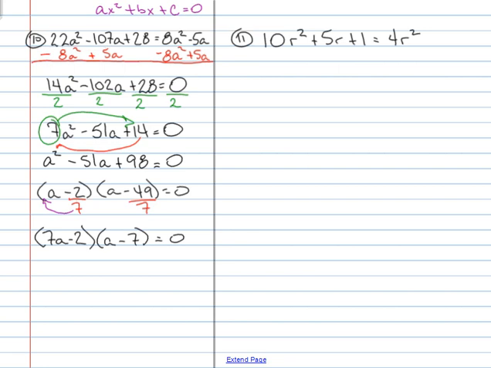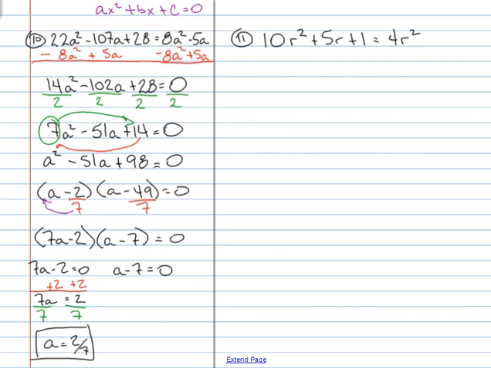Now that I have it factored, I set each factor equal to 0. So I have 7a minus 2 is equal to 0, and a minus 7 is equal to 0 as well. My goal is still to find out what a actually equals. Well, on the one on the left, I am going to add 2 to both sides. So I have 7a is equal to 2. A is still not by itself, so I have to divide both sides by 7. And I see that a is equal to 2/7. There's one of my solutions.